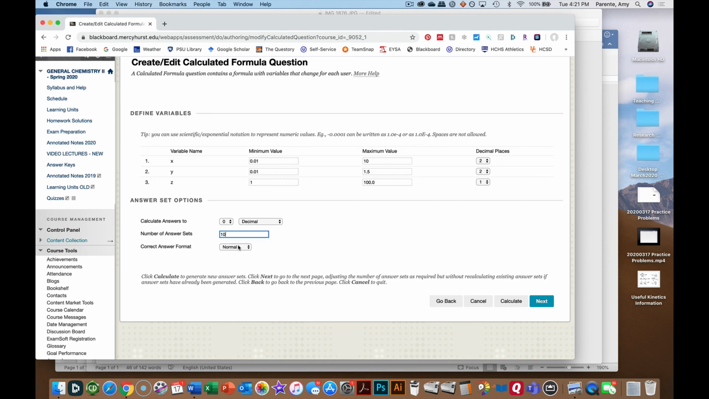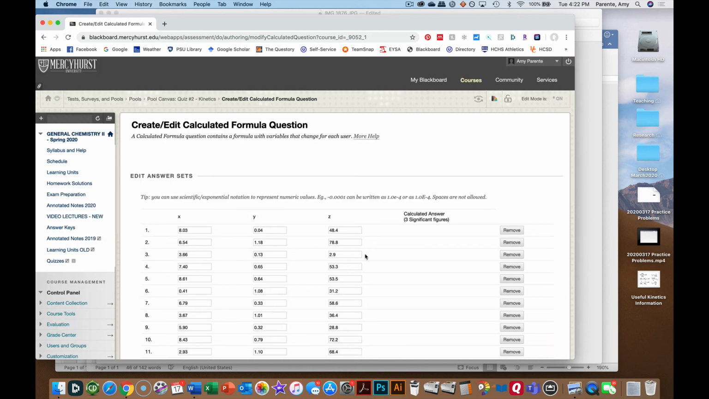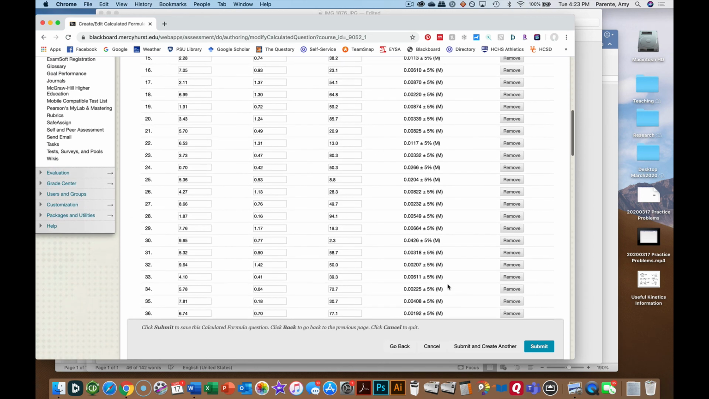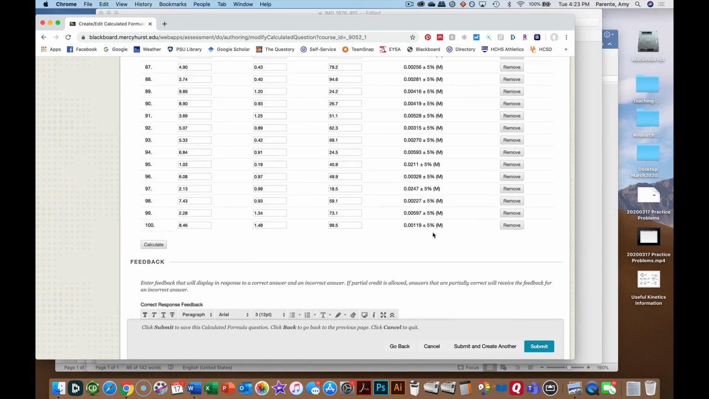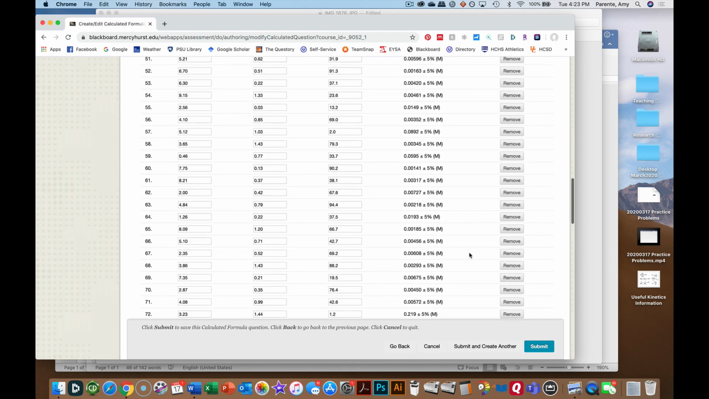Number of answer sets, I want to be 100, and I said I wanted them to answer it to 3 significant figures. So once I've set and put in all of these parameters, I can hit next. And we can see here are the different values that Blackboard has chosen for X, Y, and Z, and then it actually goes through and does all the calculations. And again, I chose 100 different possibilities, so it chooses 100 different numbers and provides those answers, and it will allow an answer plus or minus 5% of whatever the calculated value is.